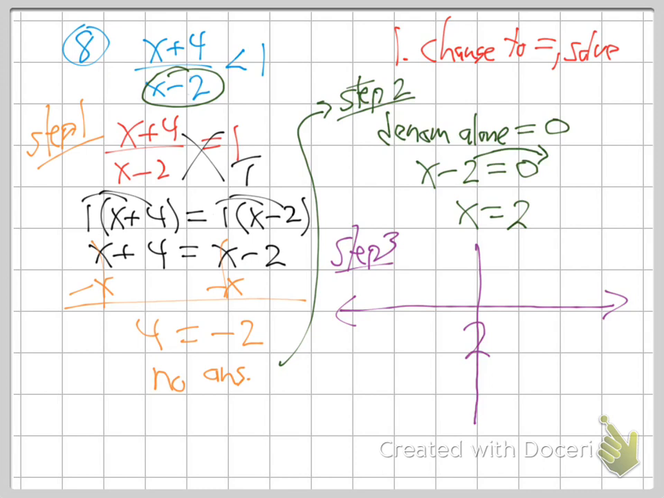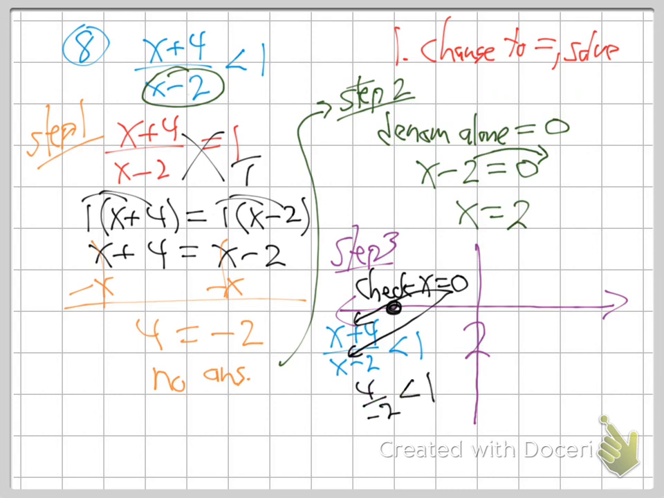So I'm going to check for truth. Easiest number in all the world, 0, which is right here on the left side. Check x is 0. So plug in 0 to the original equation. X plus 4 over x minus 2 less than 1. Plug in the 0. 4 over negative 2 less than 1. So that's negative 2 is less than 1. Is that true or is that false? Yeah, negative numbers are less than positive 1. So that's true. The other side is false.